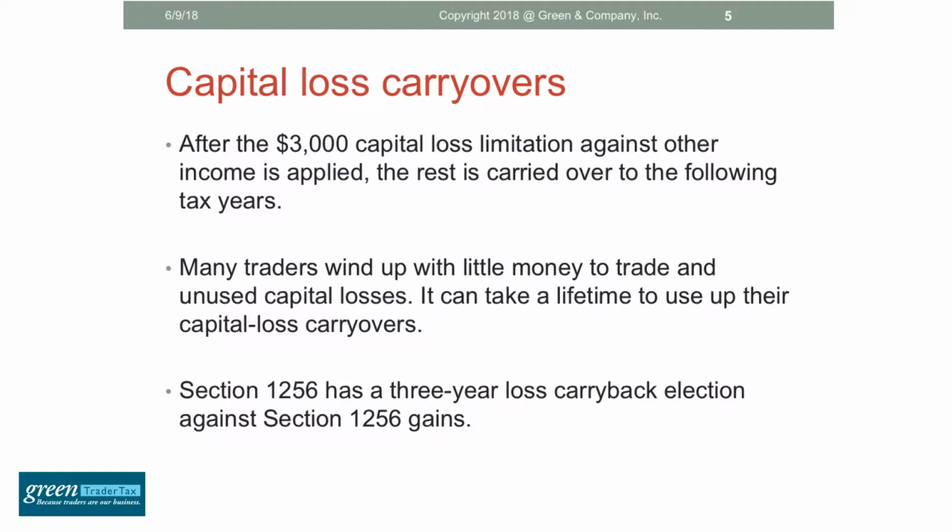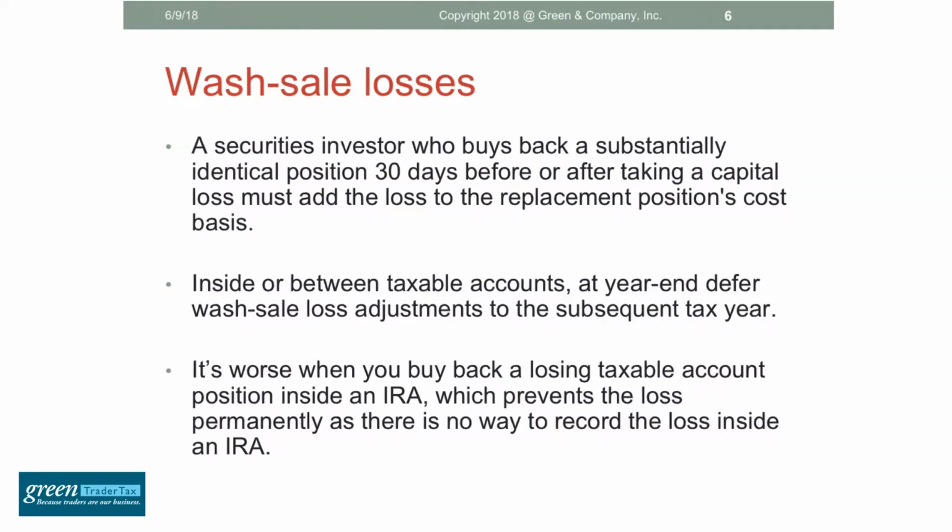Now, if you're trading futures, 1256 contracts have a unique rule, a special 3-year loss carryback election that you file on a timely filed return to carry back 1256 losses on Form 6781 only against 1256 gains in the prior 3 years. Otherwise, there are no opportunities to carry back capital losses. You're stuck with carry forwards. That was the first limitation that you need to be aware of.